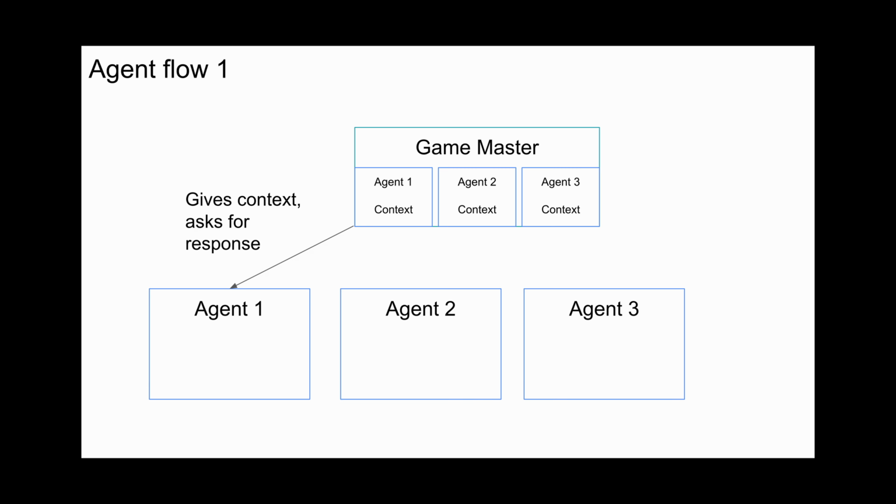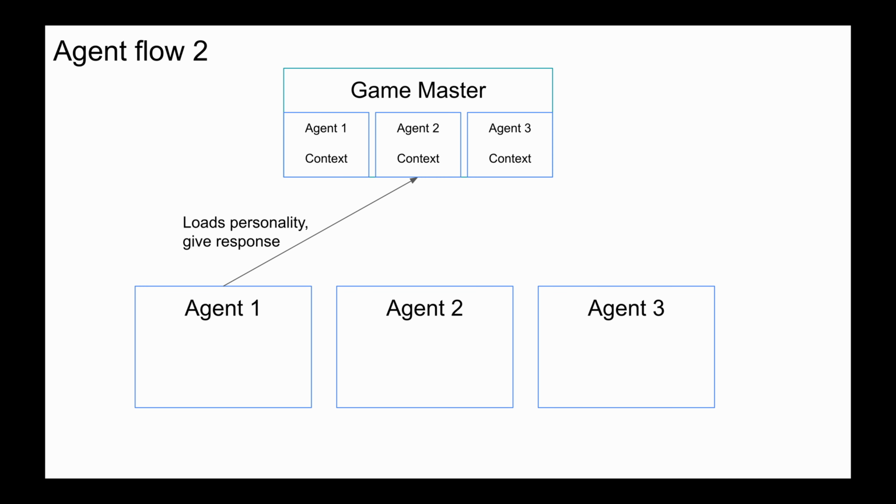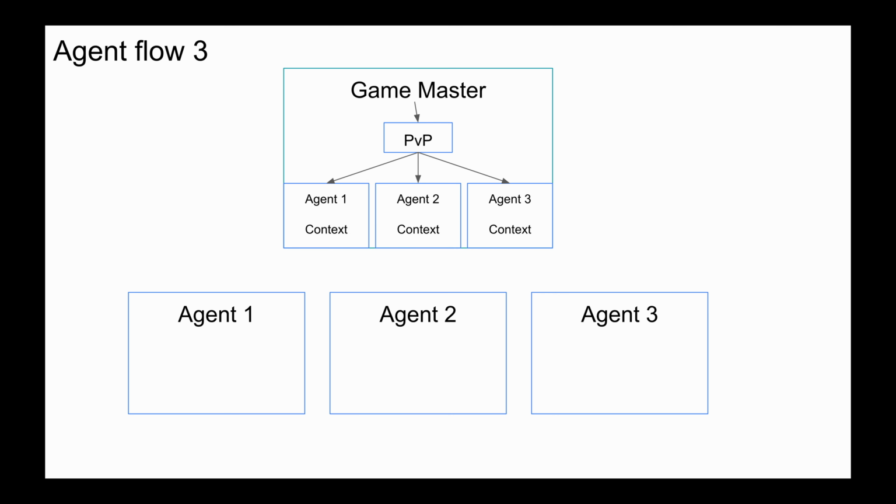This is how the discussion works. First, the GM sends the agent the context that it has for that agent and asks it to respond to the ongoing discussion. The agent will load its personality and the context into a discussion prompt and will send its response back to the GM. The GM will take that message and then run it through a function that applies PvP to the message to determine what each agent should have in its context.